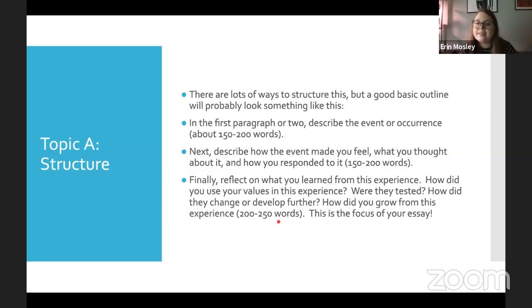So this is the reflecting on what you learned from this experience. How did you use your values in this experience? Were they tested? How did they change or develop for the future? And how did you grow from this experience? What did you get out of this experience? And putting that into words. So that is kind of the basic structure for topic A. Good kind of guidelines to follow. You're probably going to have about 3-4 paragraphs. That's topic A.